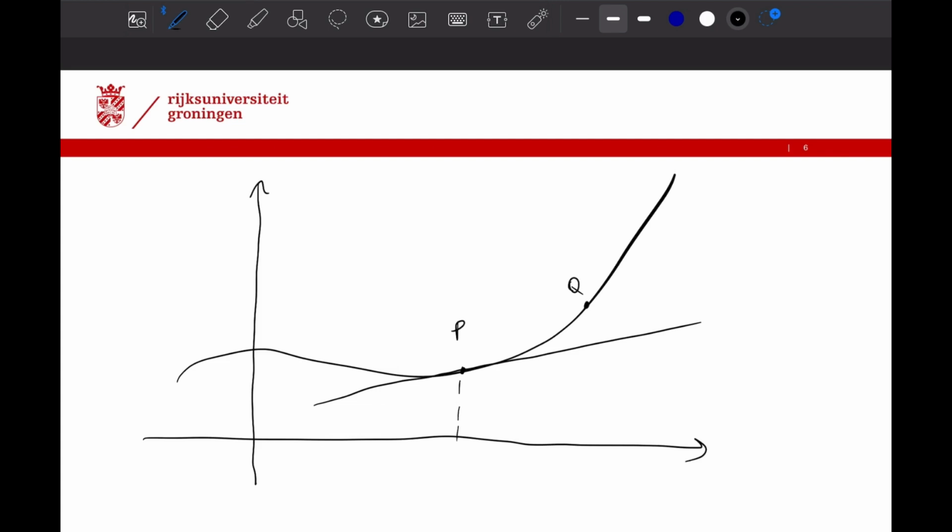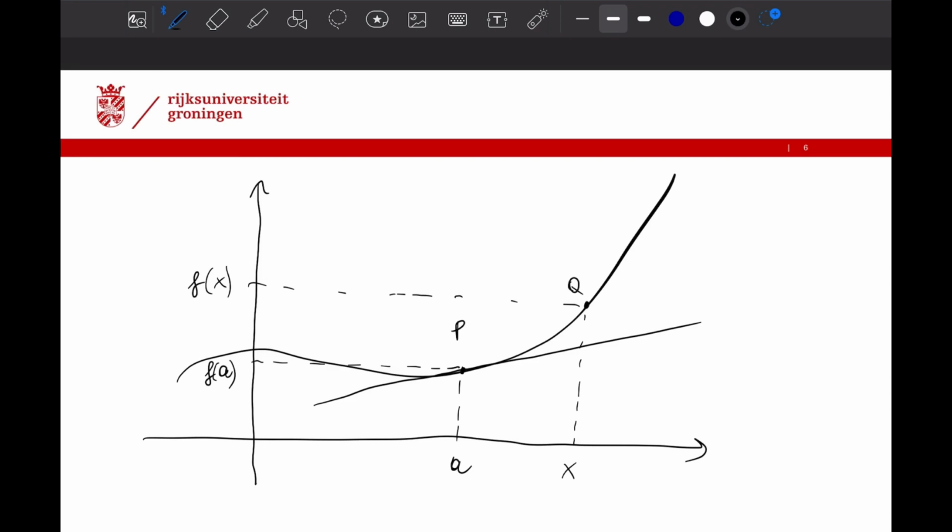Now let's say that this has x coordinate A, and therefore this would be f of A. And let's say that this other point has an x coordinate we just call x. So this would be all the way here. This would be f of x.